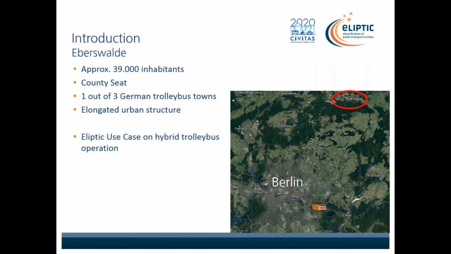Just for those of you who do not know where Eberswalde is situated, it's approximately 50 to 60 kilometers northeast of Berlin. It is a pretty small city with just 39,000 inhabitants, which is normally too small for the operation of trolley buses. But I will show you later on that Eberswalde is, for good reason, 1 out of 3 German trolleybus towns, because it has a very elongated urban structure. And the ELIPTIC use case was a feasibility study on hybrid trolleybuses in order to convert an existing diesel bus line into a trolleybus line.